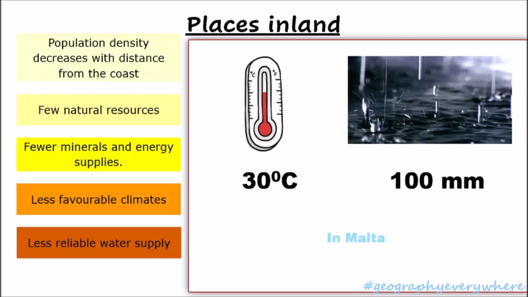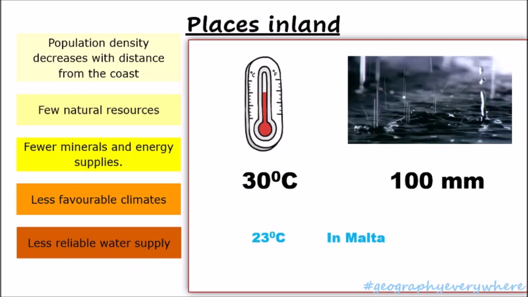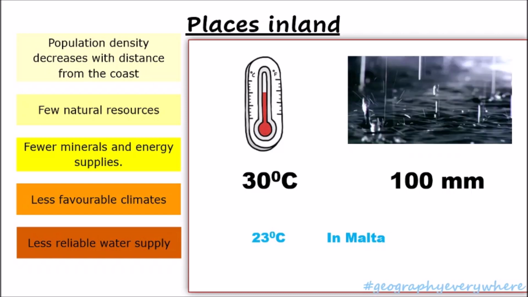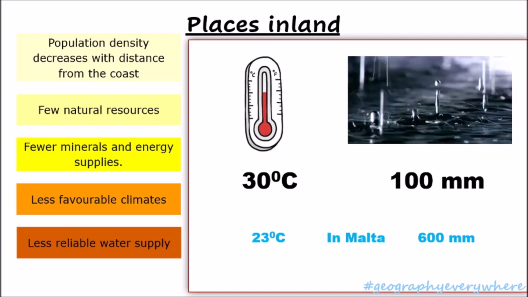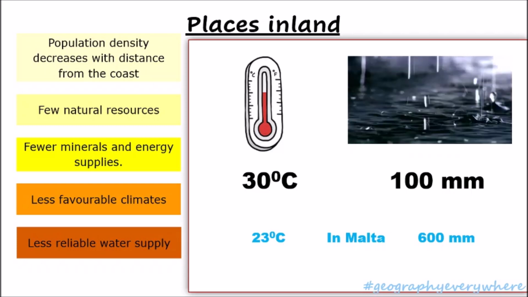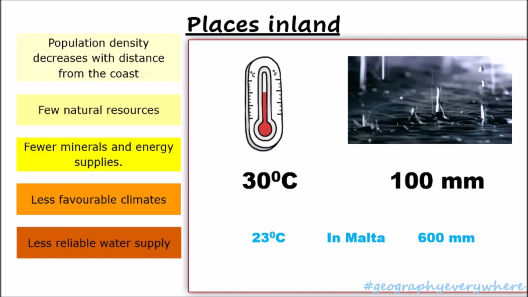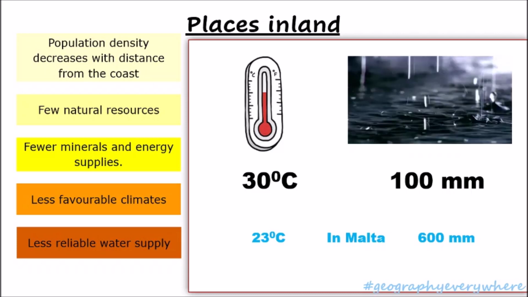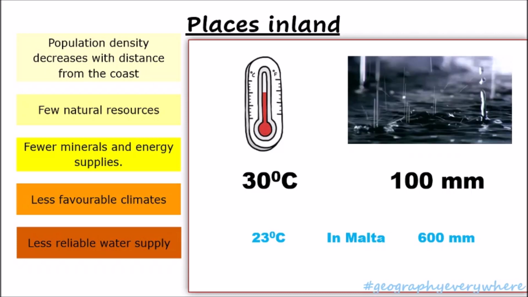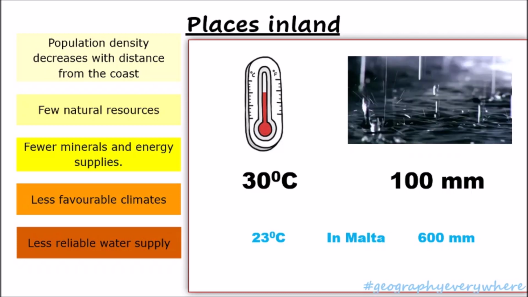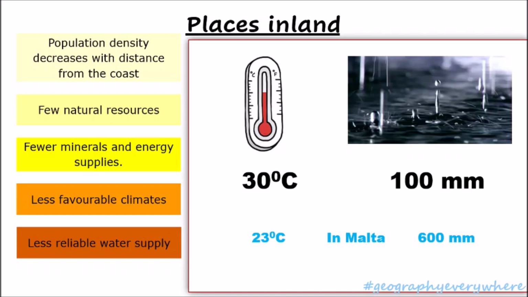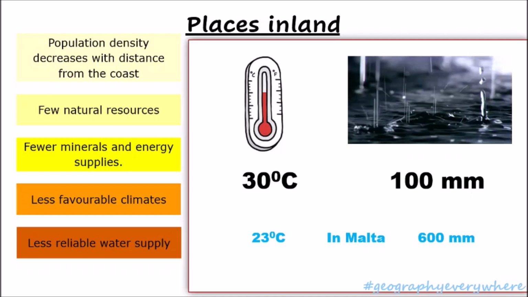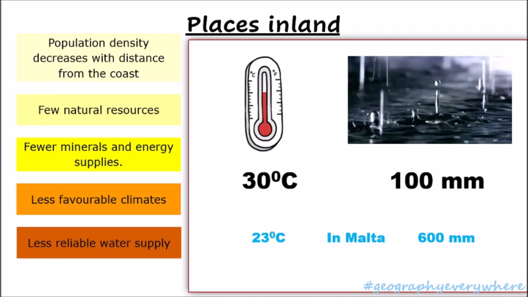If we compare that to Malta, the average temperature is 23 degrees Celsius. In Malta, we get around 600 millimeters of rain every year. Sometimes we get the 100 millimeters just in one winter month in Malta. With a warmer climate and not enough rain, people will find it very hard to live in this area as they won't be able to grow crops due to the heat and the lack of water.